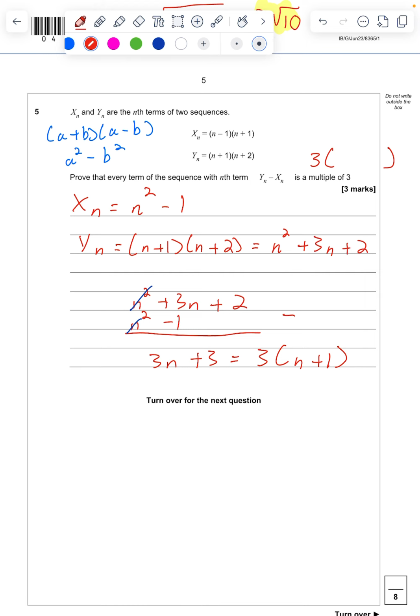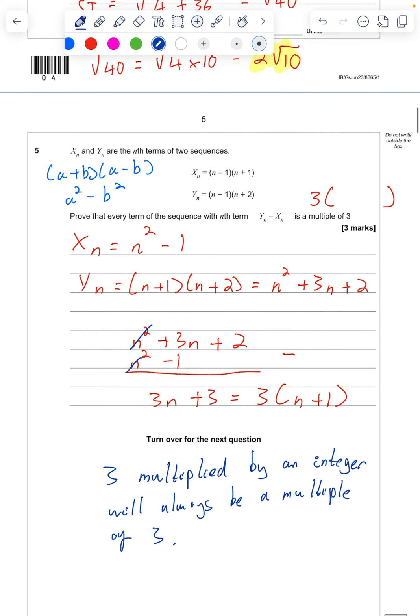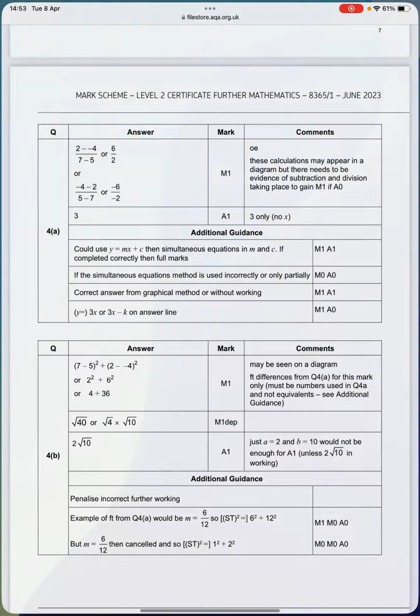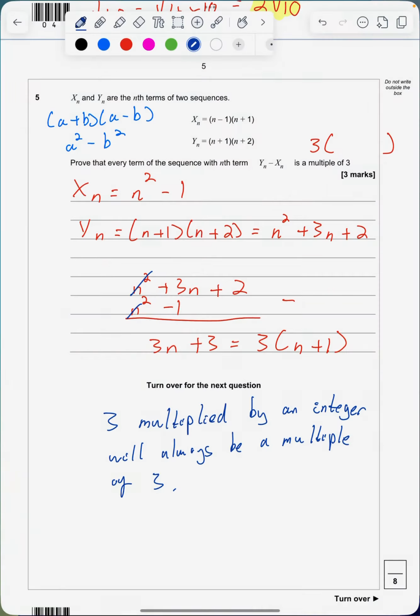So 3 multiplied by an integer will always be a multiple of 3. Okay, and that should be good. Let's just check the mark scheme, but that should be absolutely fine. So we're looking for 3n plus 1, which we got, good.